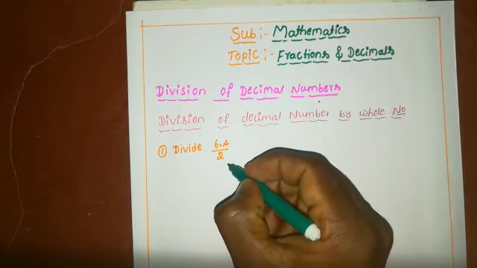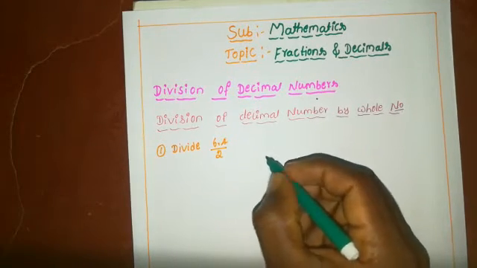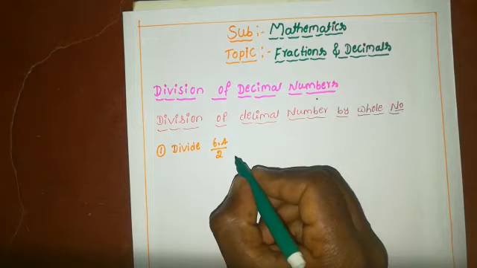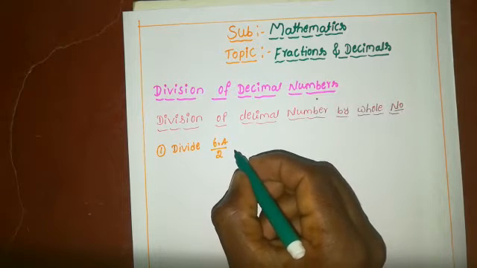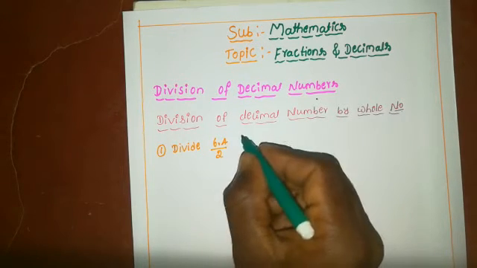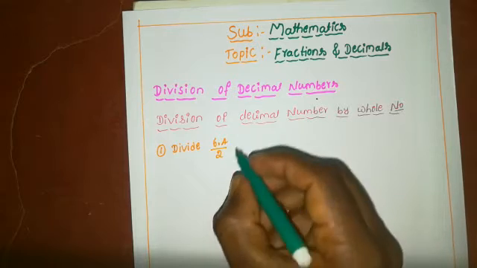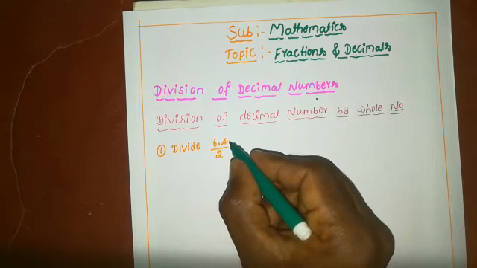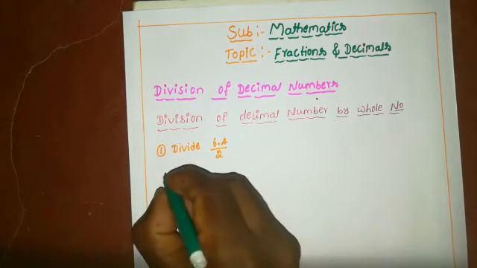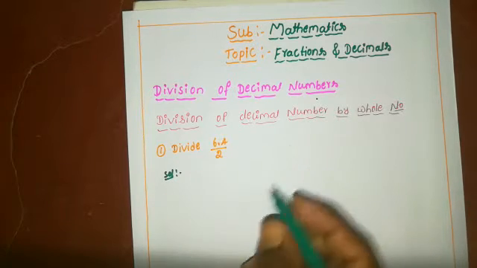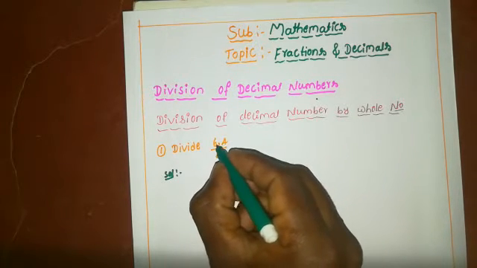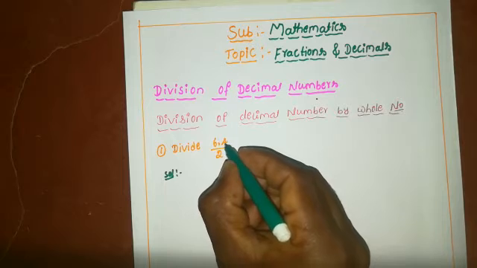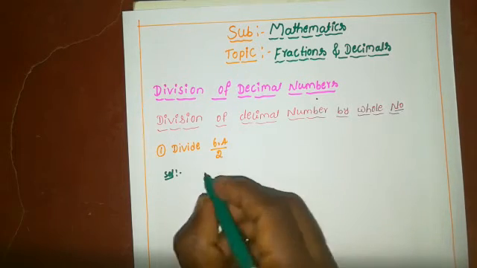How do you divide a decimal number by a whole number? Let's see. I already learnt in the previous class how to write a decimal number as a fraction. Let's see how to solve this. We have to write 6.4, a decimal number, now in fractions. How do you write it?